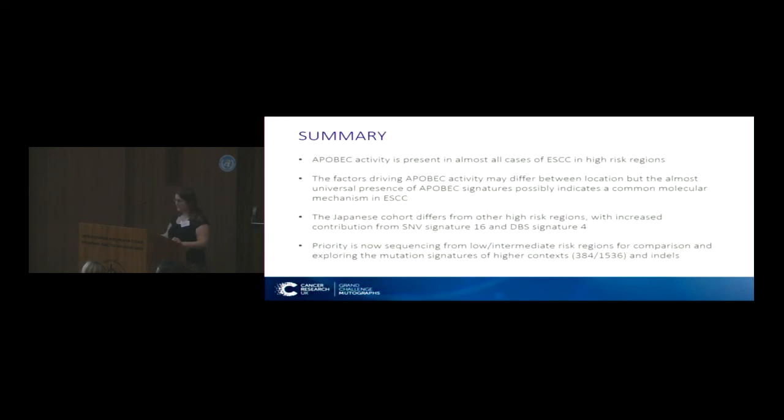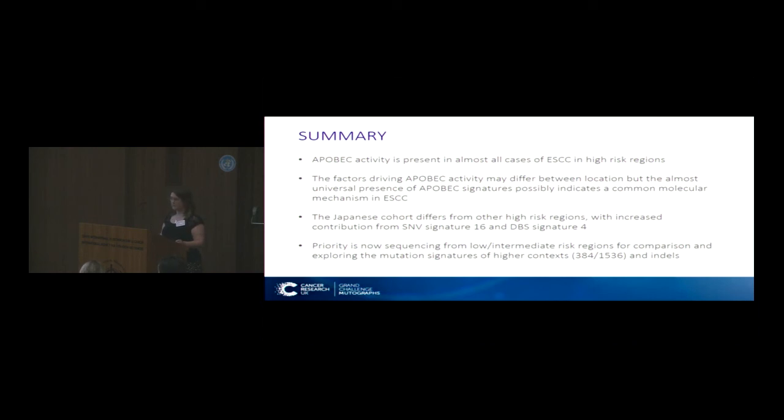So just to summarize, we can see that APOBEC activity is present in almost all cases of esophageal squamous cell carcinoma in these high-risk regions. What we don't know is what's driving that APOBEC activity, and that might differ between these regions, but the presence of this universal signature possibly indicates a common molecular mechanism at play here. We can see that the Japanese cohort differs from other high-risk regions, with increased contribution from SBS signature 16 and DBS signature 4. And all the data I've shown to you today is from these high-risk regions.